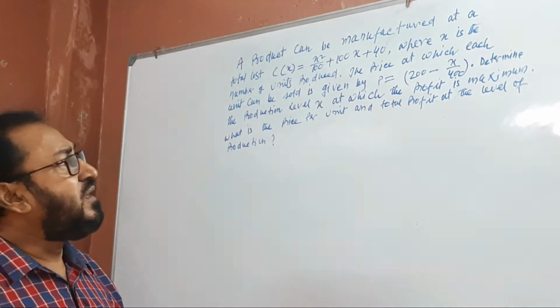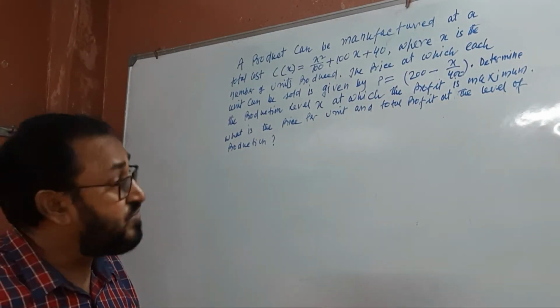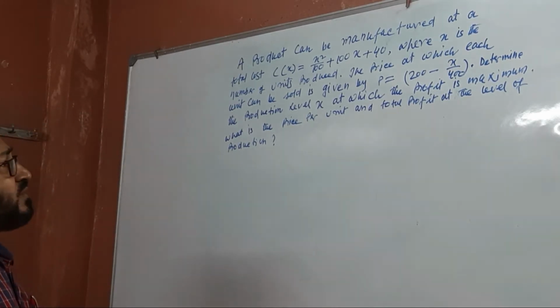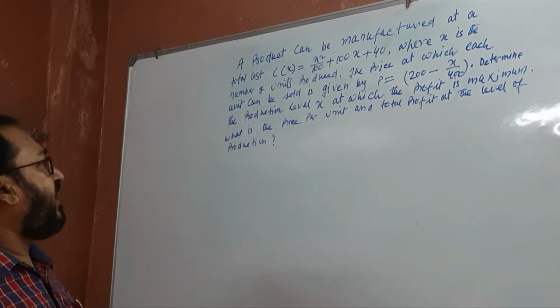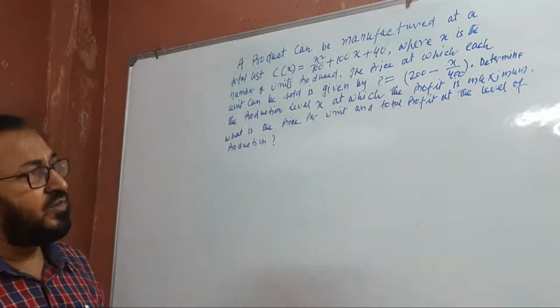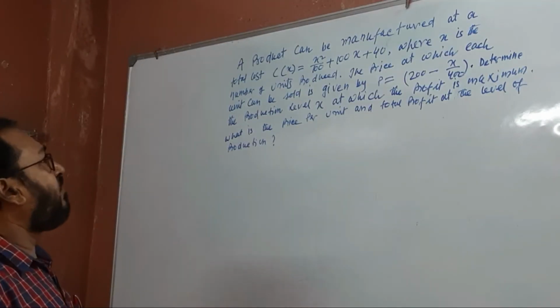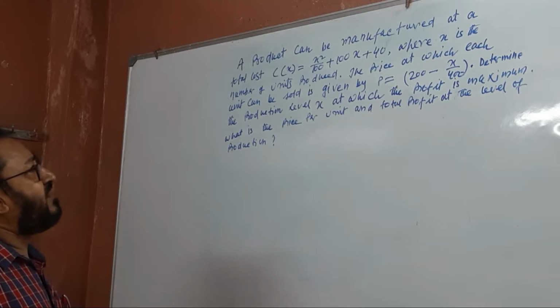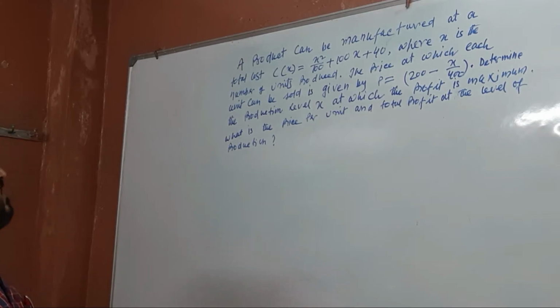Part of the topic application of derivative in economics. One problem is given regarding the maximum profit, price per unit and total profit at a certain level of production. A product can be manufactured at a total cost of x squared by 100 plus 100x plus 40, where x is the number of units produced. The price at which each unit can be sold is given by P equal to 200 minus x by 400.